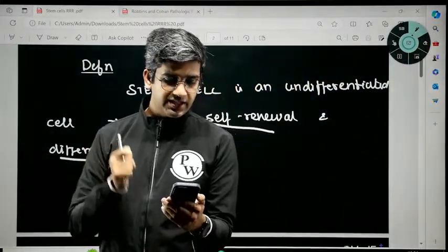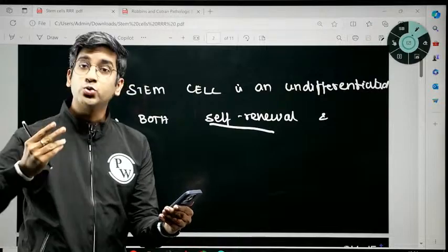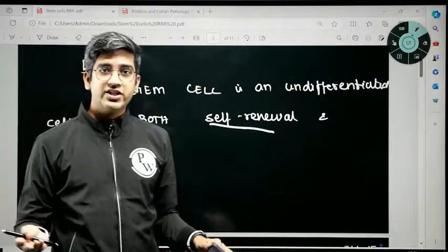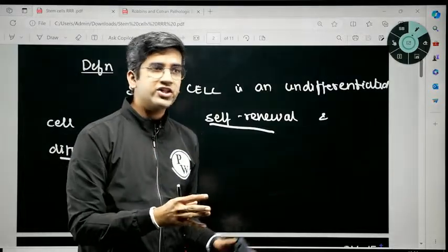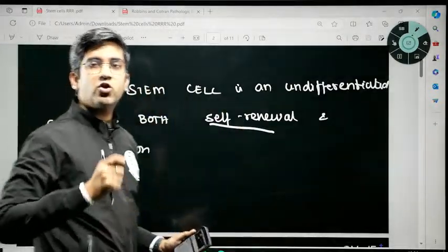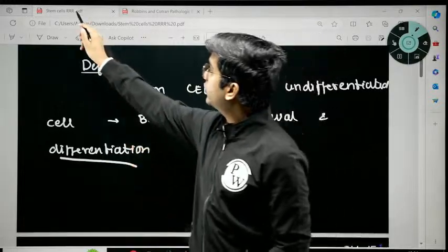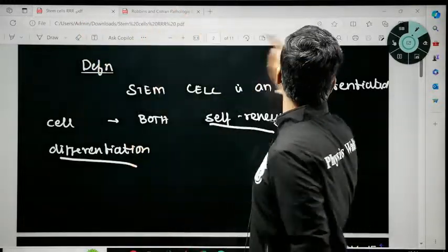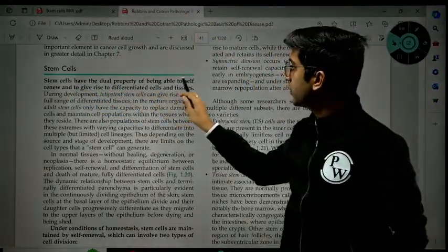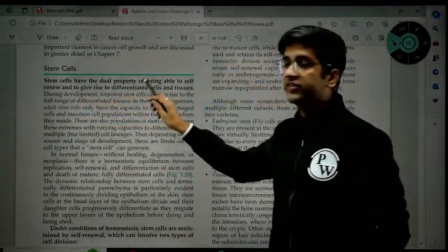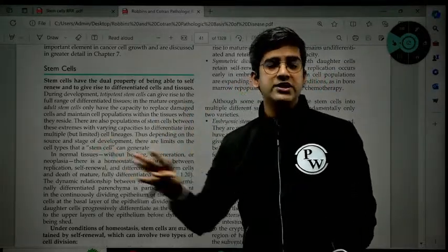A stem cell primarily is an undifferentiated cell. Precursor cell is right, and can form any tissue, that is also right. But undifferentiated cell is the technical, more scientific terminology. It is an undifferentiated cell which has two main properties of both self-renewal and differentiation. If you look at Robbins, it will be written: stem cells have the dual property of ability to self-renew and also give rise to differentiated cells. I've just added one more word. It's an undifferentiated cell which has these two properties.